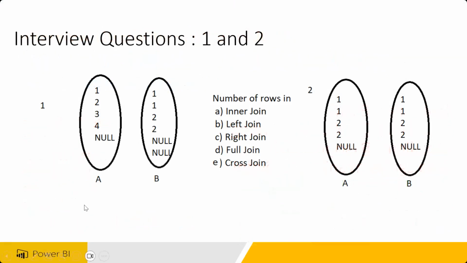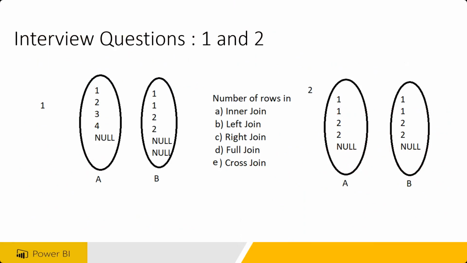So I have question number one. I have 1, 2, 3, 4, null. I have 1, 1, 2, 2, null, null. So I wanted to know the number of rows in inner join, the number of rows in left outer join, the number of rows in right outer join, the number of rows in full outer join, and the number of rows in cross join. So this is the question.